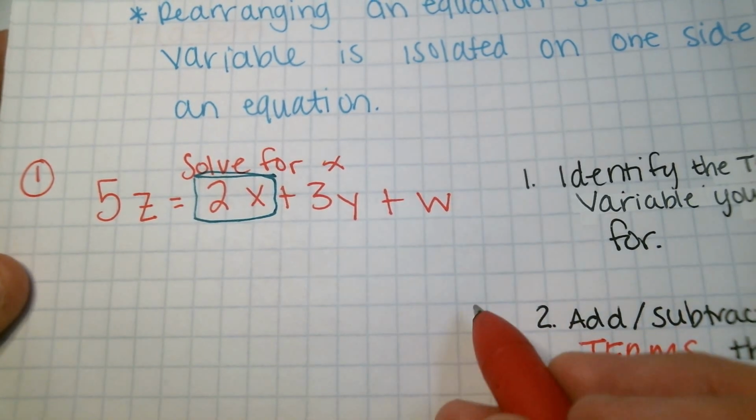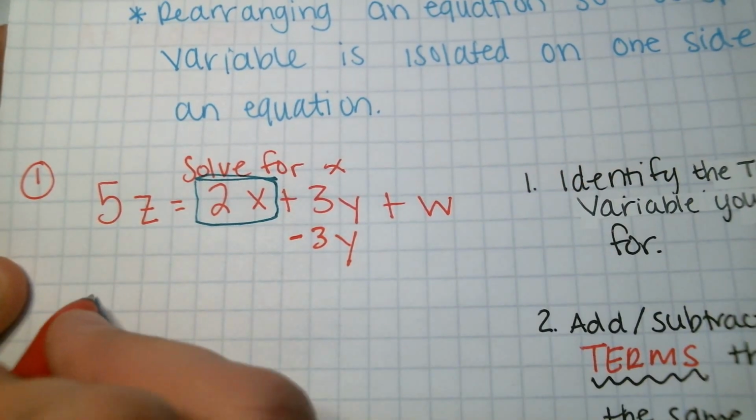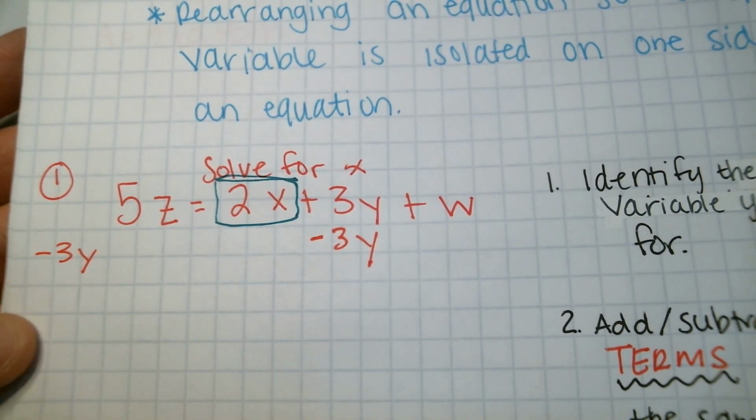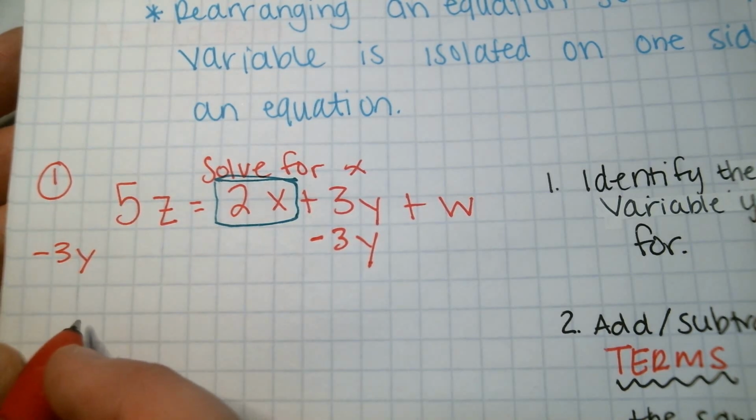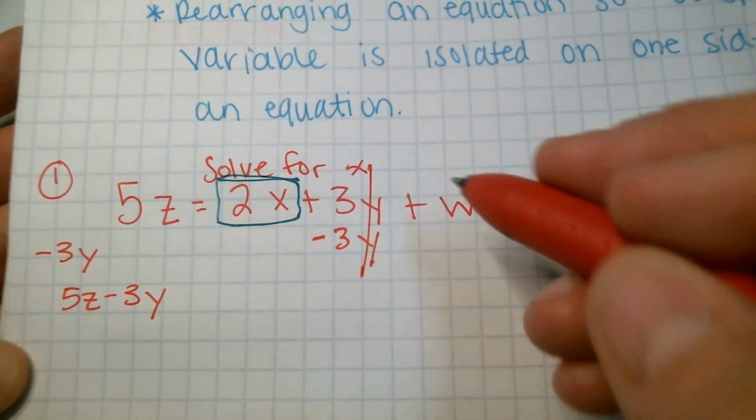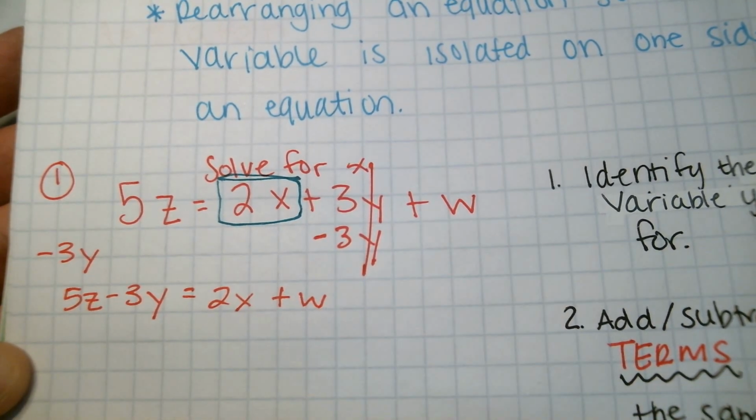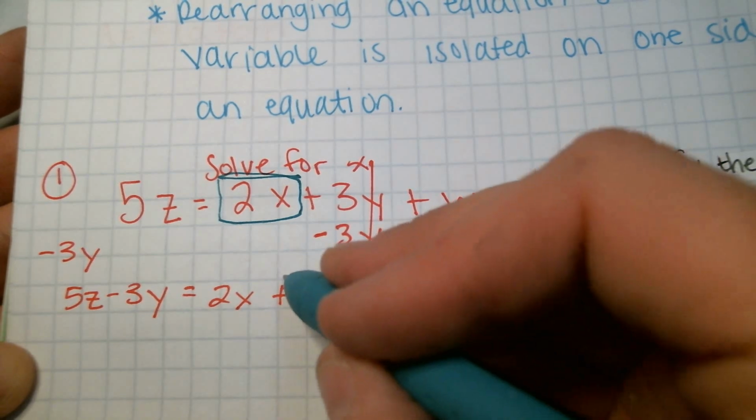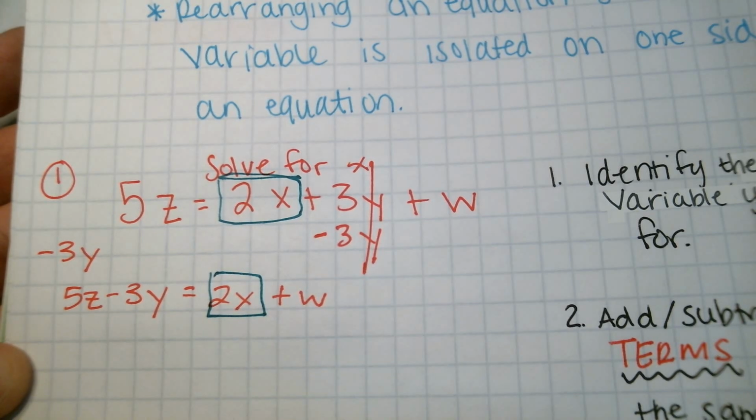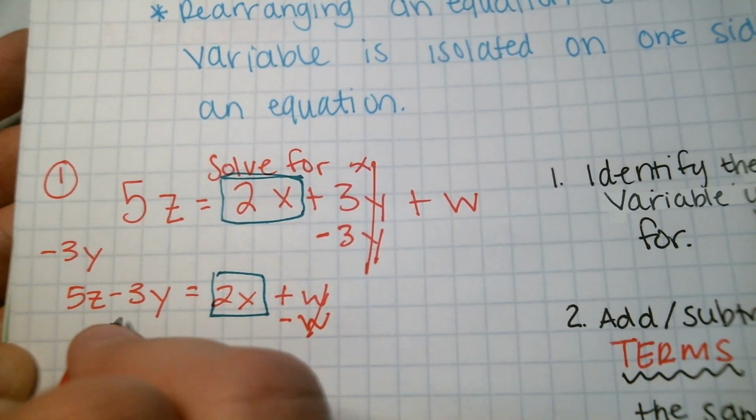So here's what I mean by that. If I want to subtract 3y, I must also subtract 3y over here. Now, 5z and 3y are not like terms. So what you're left with is negative 3y plus 5z, or you could write it 5z minus 3y. Those cancel. Equals 2x plus w. Well, that term with x is still not by itself. So here's the term with the variable I'm solving for. I need to subtract w from both sides as well so that the 2x is by itself.